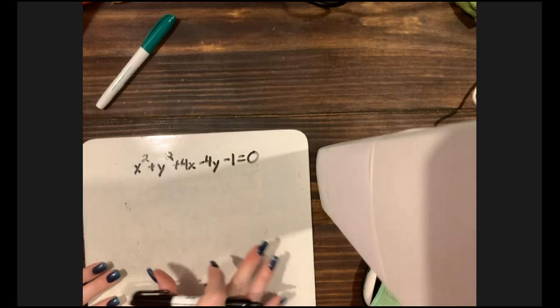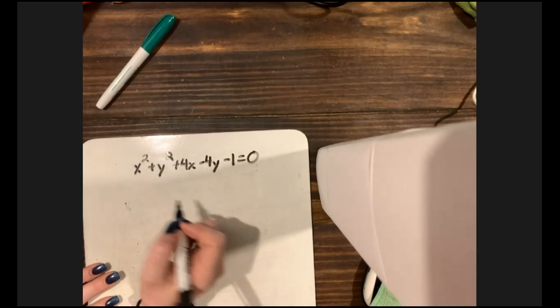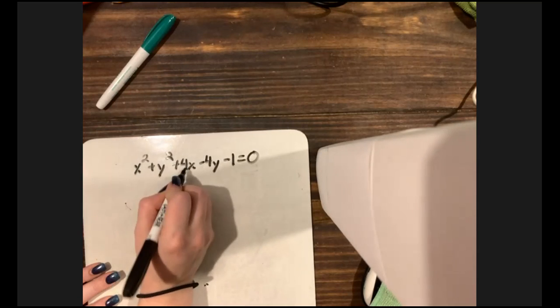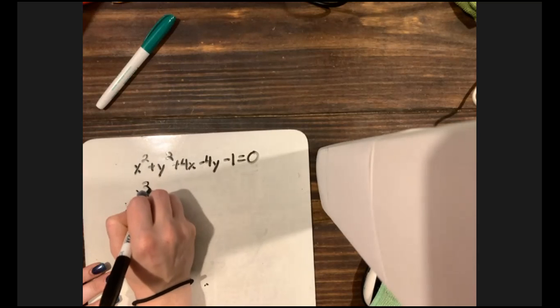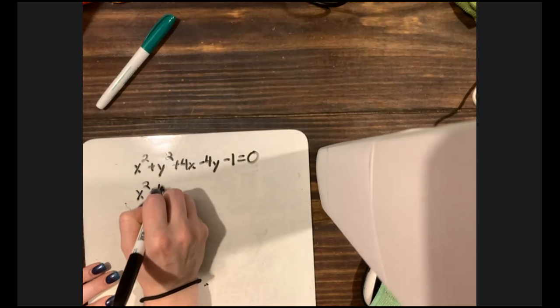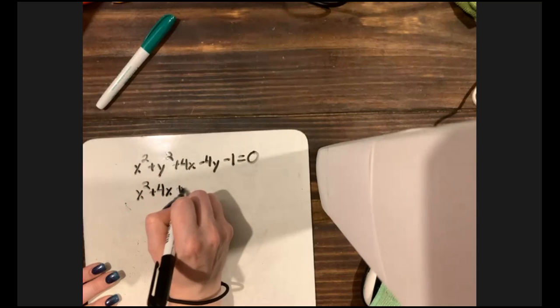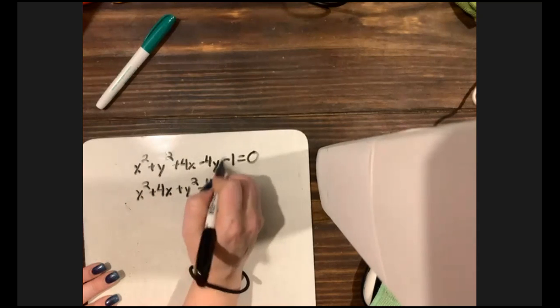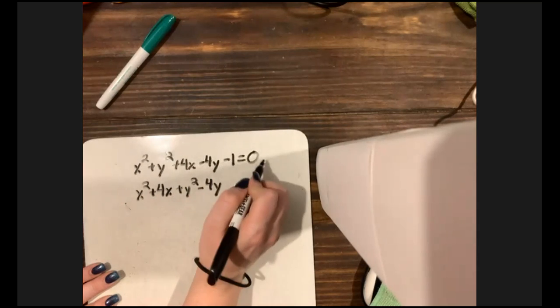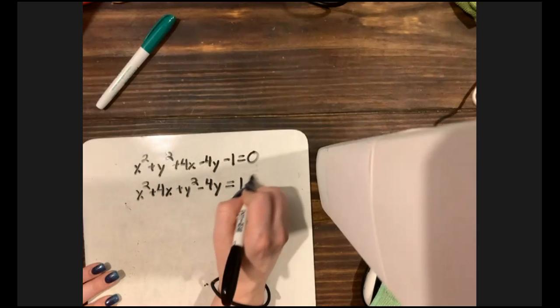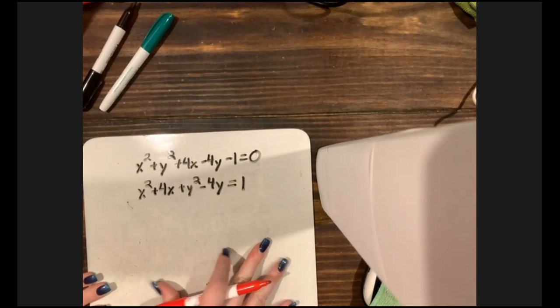So again, the first thing that we're going to do here is get my X's near each other. So I'm going to have my X squared and my 4X near each other. I'm going to get my Y's near each other, so I'm going to have my Y squared. And then the 1 over here is going to get moved over to the other side. So I'm just going to add that over to the other side.